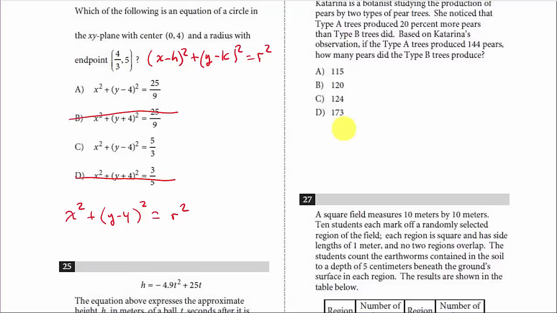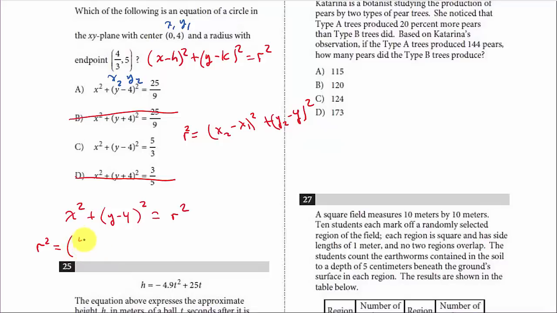Well, if you remember the distance formula, r equals the square root of x2 minus x1 squared plus y2 minus y1 squared. But look, this value here is r squared, so that means r squared is equal to that without the square root. All right, so let's just take this to be x1, y1, and this one to be x2, y2.